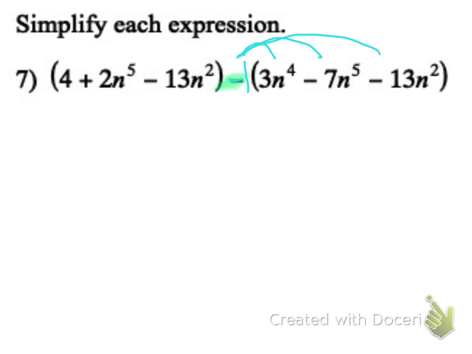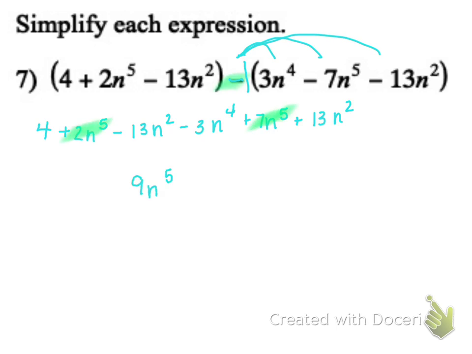Here I just need to simplify the expressions. Remember when I'm subtracting polynomials, that's like a -1 that needs to be distributed to the second set of parentheses. So I rewrite the first part of my problem, and then the second part, all of my signs flip. So now I'm subtracting a 3n to the 4th, adding 7n to the 5th, adding 13n squared, and I'm looking for like terms. I have two terms with n to the 5th, so I add or combine their coefficients.